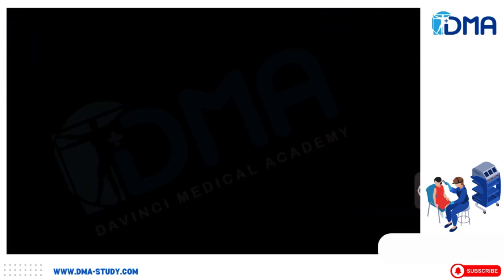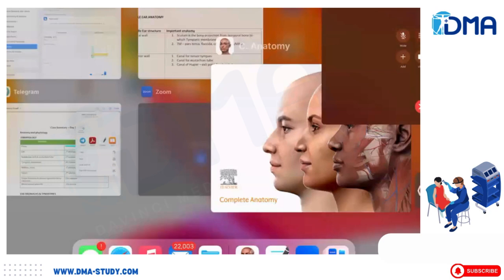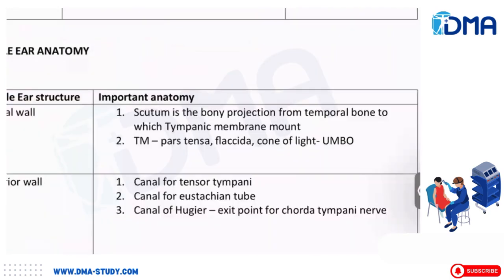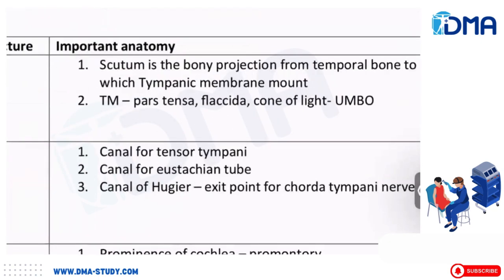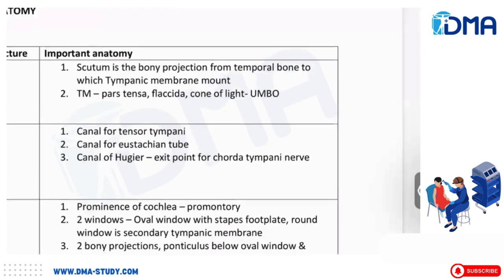That superior end is very important. That superior end will be holding the tympanic membrane firmly in place. Okay. Now coming to the next wall, the anterior wall. The anterior wall has the canal for tensor tympani, the canal for the eustachian tube, and the canal of Huguier. Kindly pay attention: canal for tensor tympani, canal for eustachian tube, canal of Huguier.